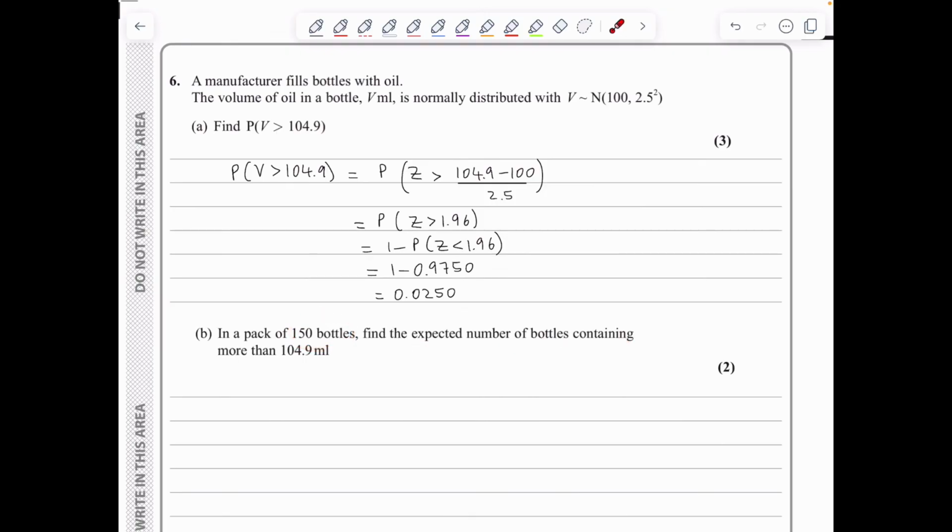In part B, we've got 150 bottles, and we need to find the expected number of bottles containing more than 104.9 ml. So I will simply be multiplying the number of bottles, which is 150, times the probability of having more than 104.9 ml, which gives an answer of 3.75. We are talking about bottles. Do not worry about the fact that we did not get an integer. It's an expected value, a theoretical mean, so it's okay to get a decimal.